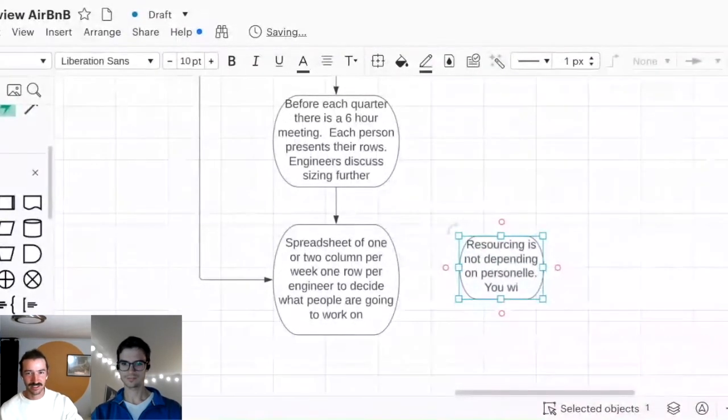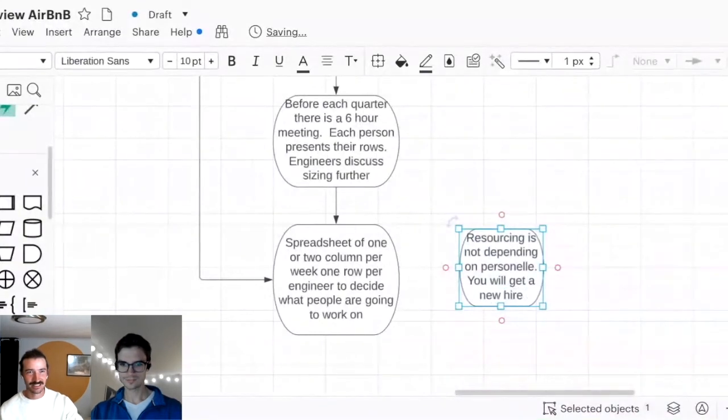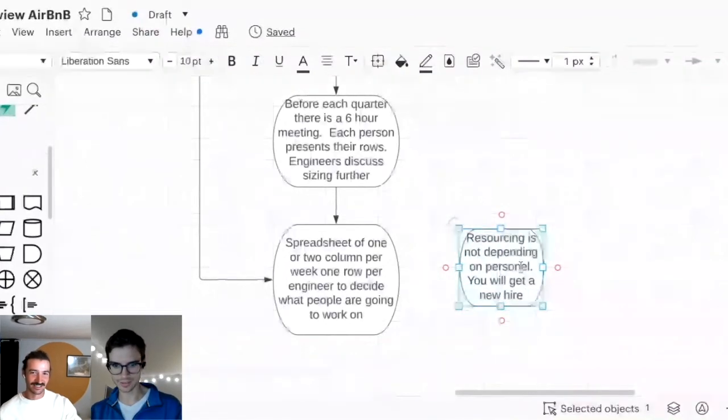I believe it's personnel. Anyway, I don't know how to spell personnel. This is probably like the French way. Two n's. Yep, two n's. Okay.